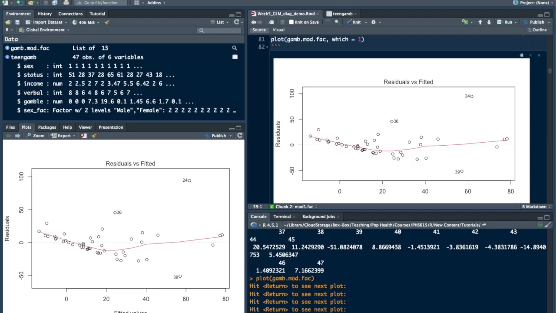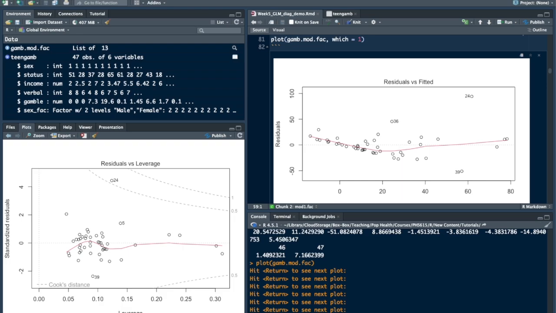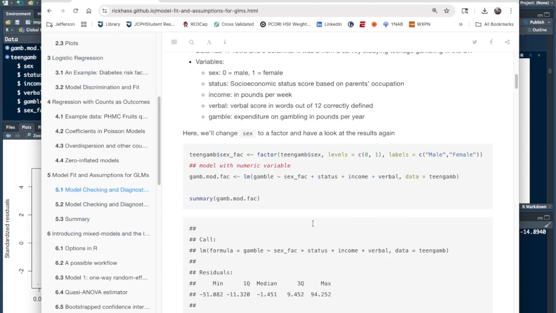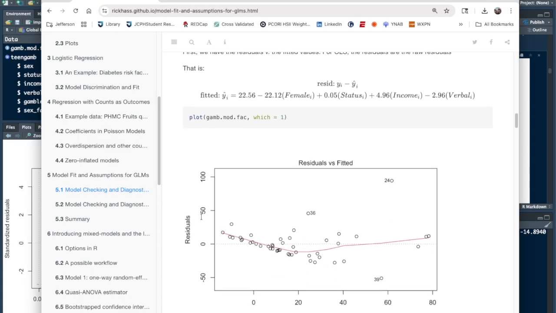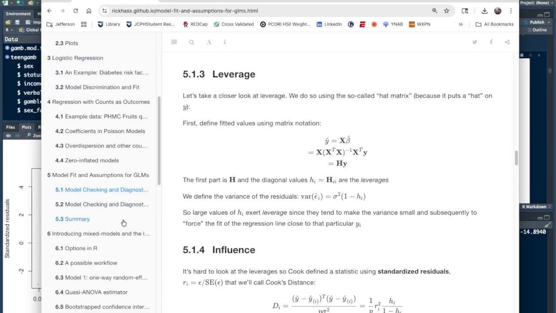And then the final plot that you get, there we go. The final plot shows the residuals versus the leverage, as well as something called Cook's distance that you learn about in the text, but we'll explain it a little bit. Right, so we've kind of stepped through this now. Let's talk about that last plot, leverage and influence.